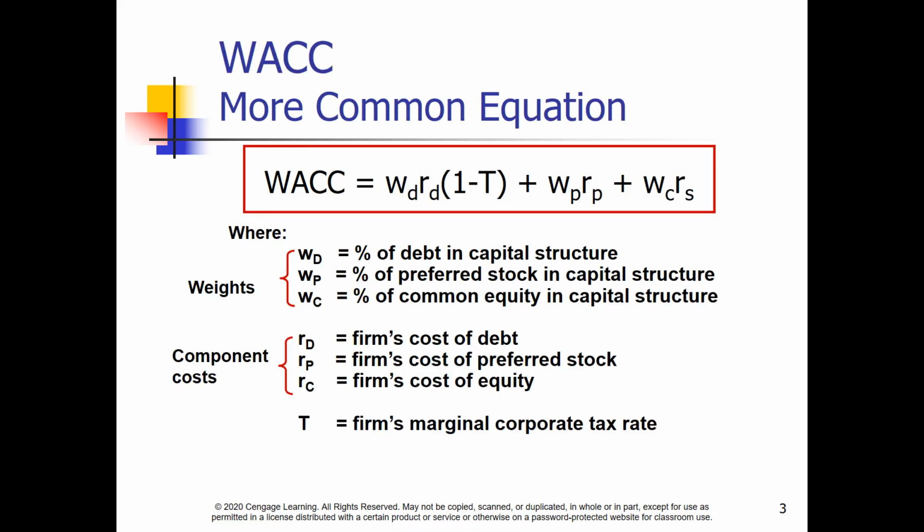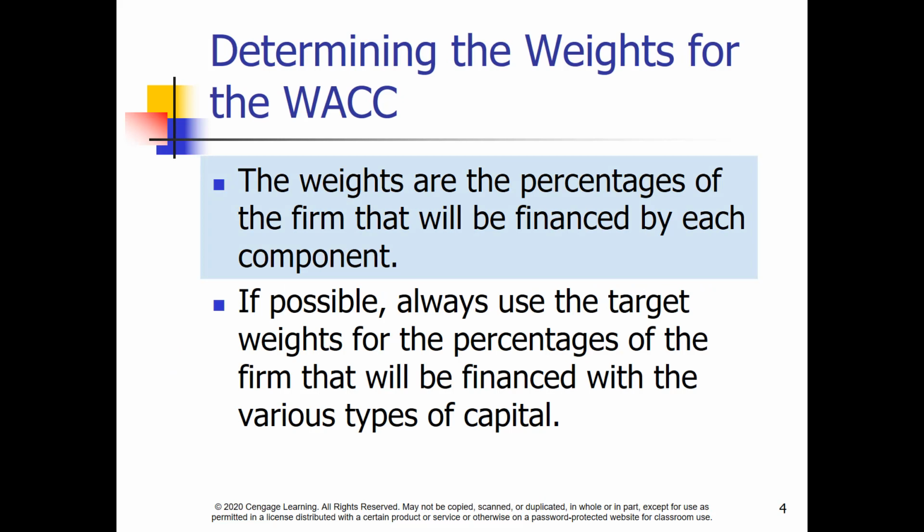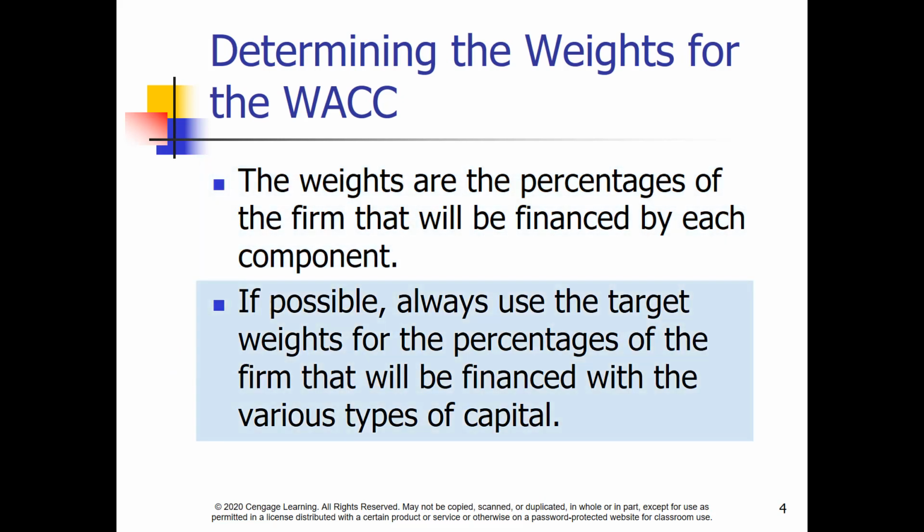To bring us back, recall the basic weighted average cost of capital formula. The weights are the percentage of each type of capital in the firm's capital structure. Most firms have target weights that they strive for. If you're on the inside of the firm, you'll probably have access to those numbers. If you have target weights, use them. Due to fluctuating market values, a firm is almost never right on their targets, but they're trying to stay close.